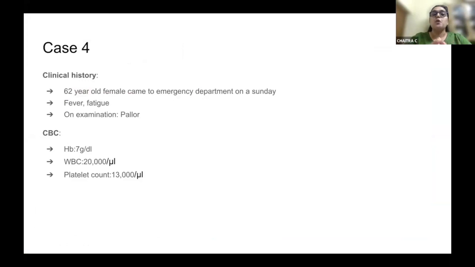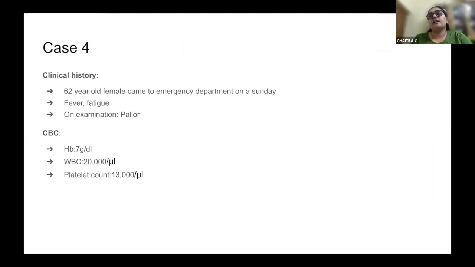So coming to case 4, a 62-year-old female came to an emergency department on a Sunday with complaints of fever and fatigue, and on examination, the patient had pallor. The CBC findings: hemoglobin revealed 7 grams per deciliter. WBC count was slightly increased, at 20,000, and platelet count was 13,000.